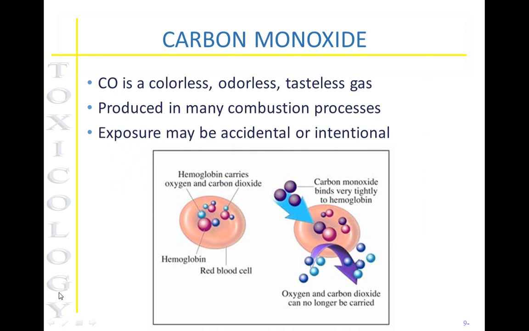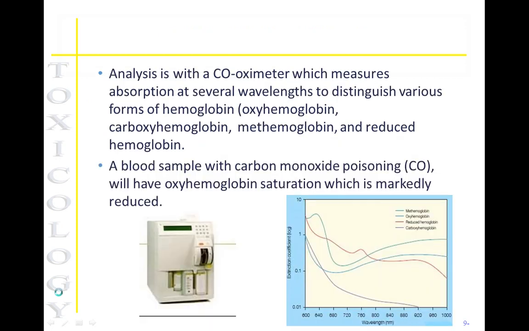In the toxicology section, there may also be testing done for various poisons, the first of which might be carbon monoxide testing. Carbon monoxide is colorless, odorless and tasteless, but it's produced in many combustible processes, so its exposure can be accidental or intentional. The testing of carbon monoxide is done with a CO oximeter, which measures the absorption at several different wavelengths to distinguish various forms of the hemoglobin.